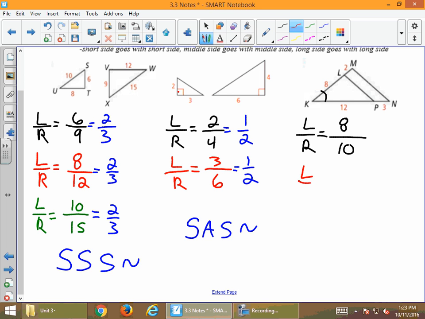So now we do the other side. I'll do left over right. The smallest side is 12. What's the larger side? 15. Let's add those two together again.